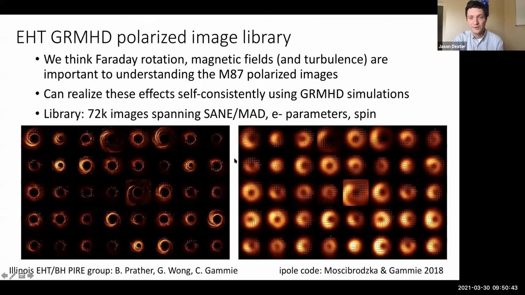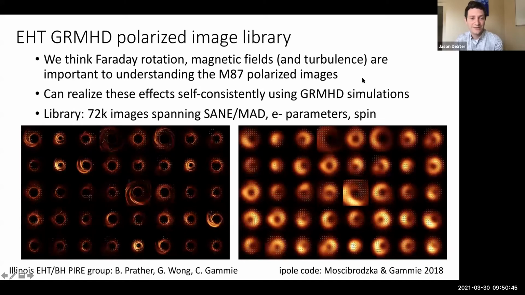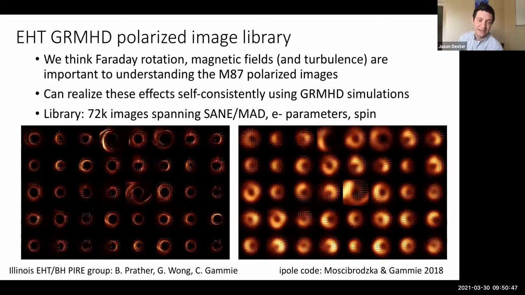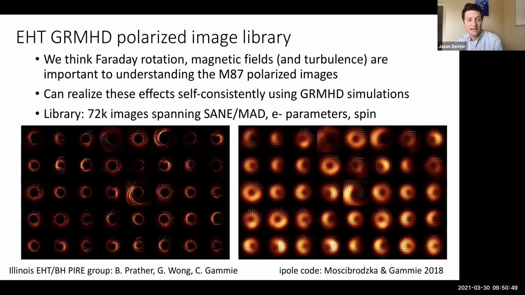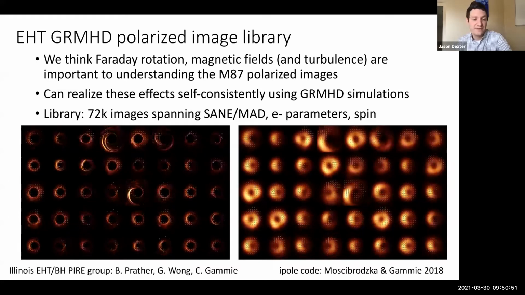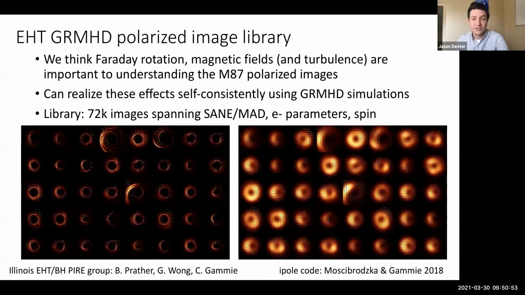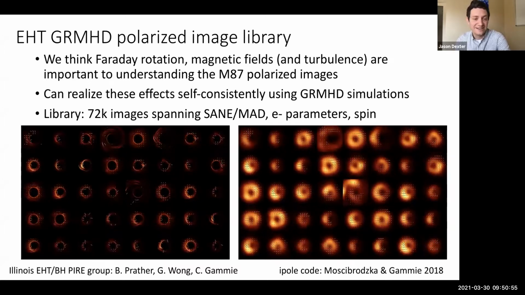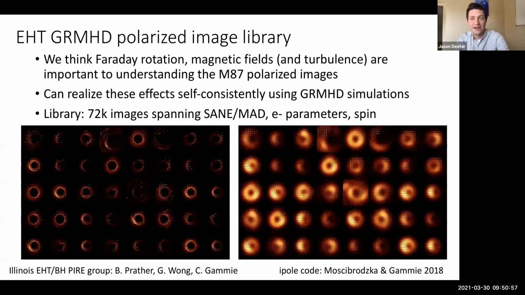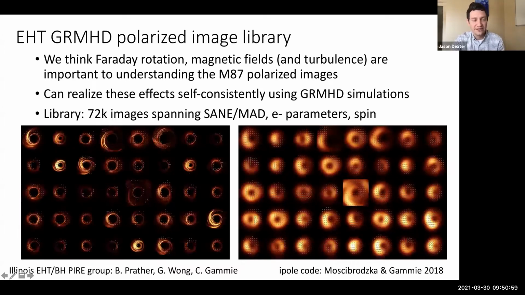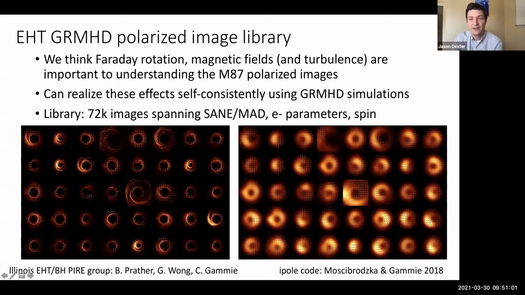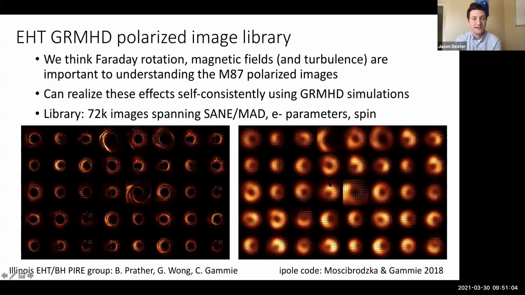Okay, so this was a gallery of some of the images generated for this effort within the EHT and led by members of the Black Hole PIRE group in Illinois. They are shown in these animating polarization maps down in the bottom at their native calculated resolution, and then also blurred the way we compare them to the data.